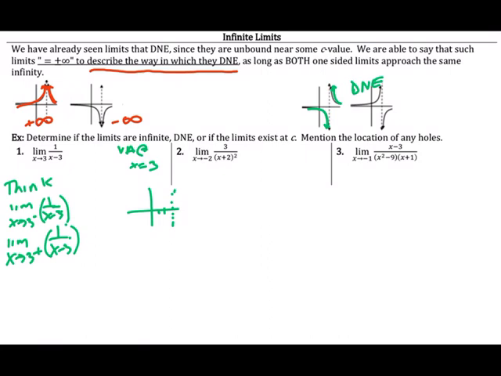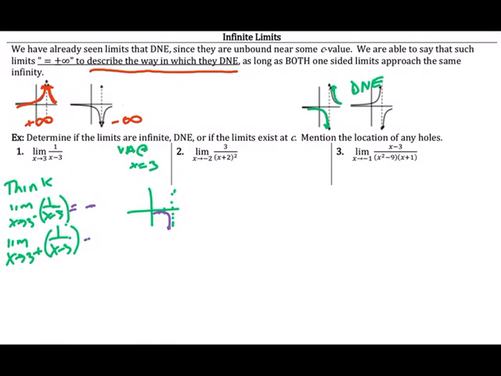So if I'm thinking about from the left, in my head I'm just going to pretend to plug in a number a little bit less than 3. So 2.9: 1 over 2.9 minus 3, that's going to be negative. So on the left-hand side, this graph is going towards negative infinity.